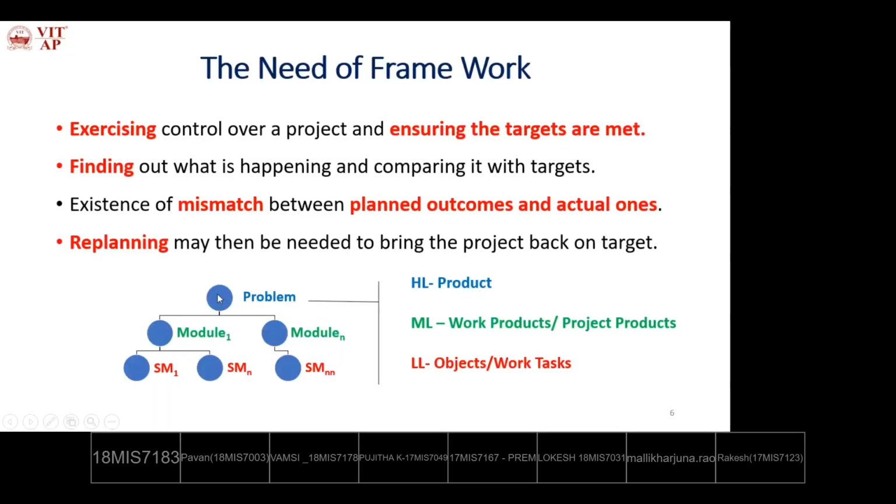At the top level you have high-level data, called the product description. At the intermediate level you have middle-level work products or project products. At the lower level you have objects or work tasks. So this is the need for the framework: during project development, to monitor and control all the project products and work tasks, we need a framework.